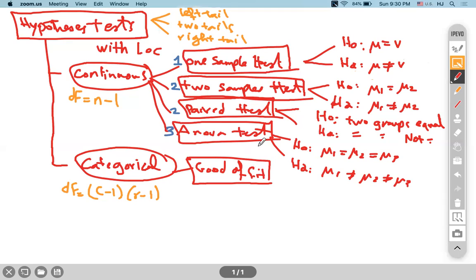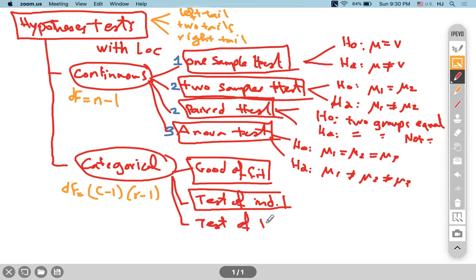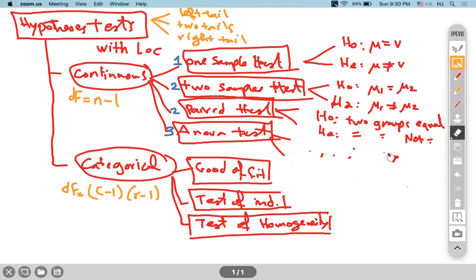So goodness of fit test. In these tests, we also have a null hypothesis and an alternative hypothesis. And the second type of test which we can run is the test of independence. And finally, we have the test of homogeneity.